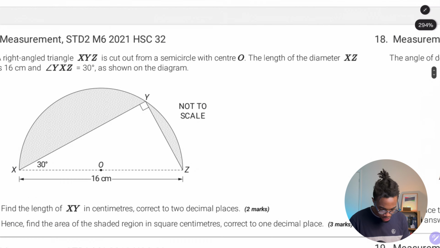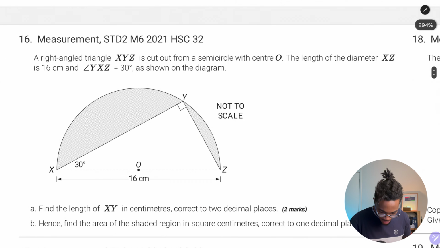A right angle triangle XYZ is cut out of a semicircle with center O. The length of the diameter is XZ and it's 16 centimeters. Angle YXZ is equal to 30 degrees, so this is equal to 30 here. Find the length of XY in centimeters, correct to 2 decimal places. XY, so that's this side.